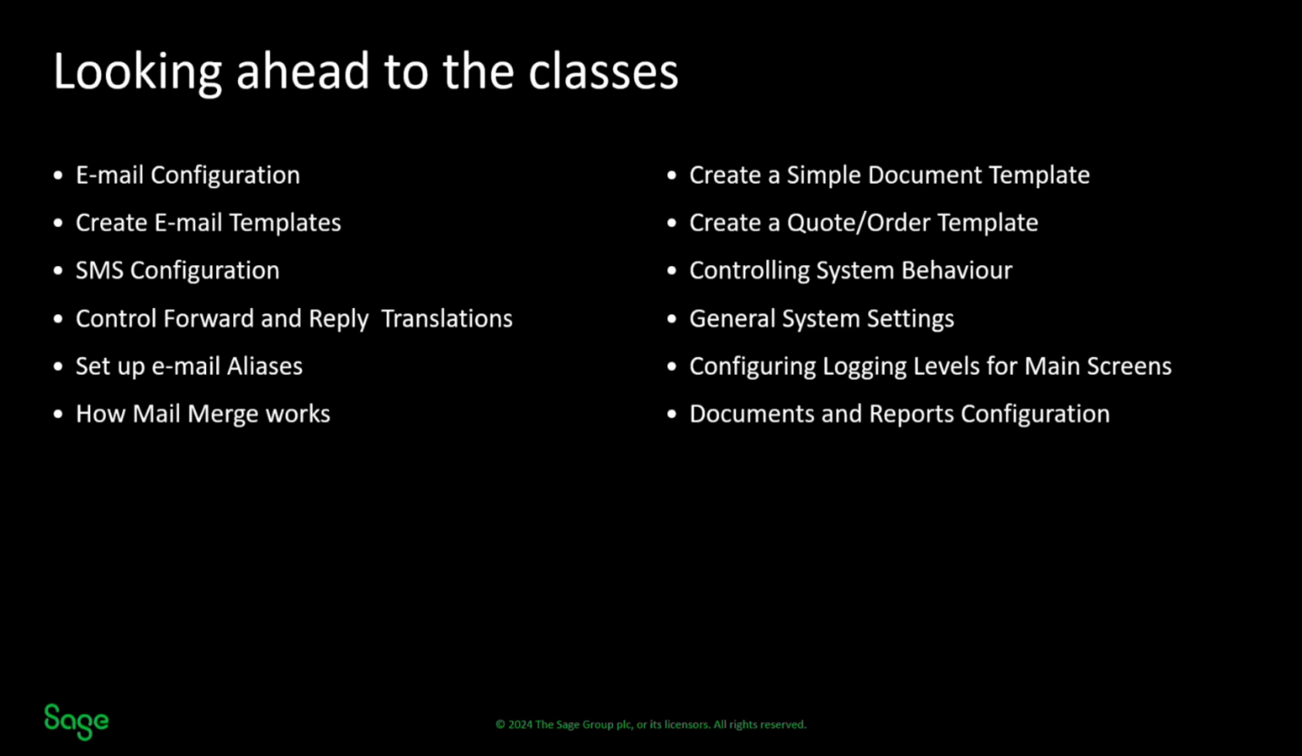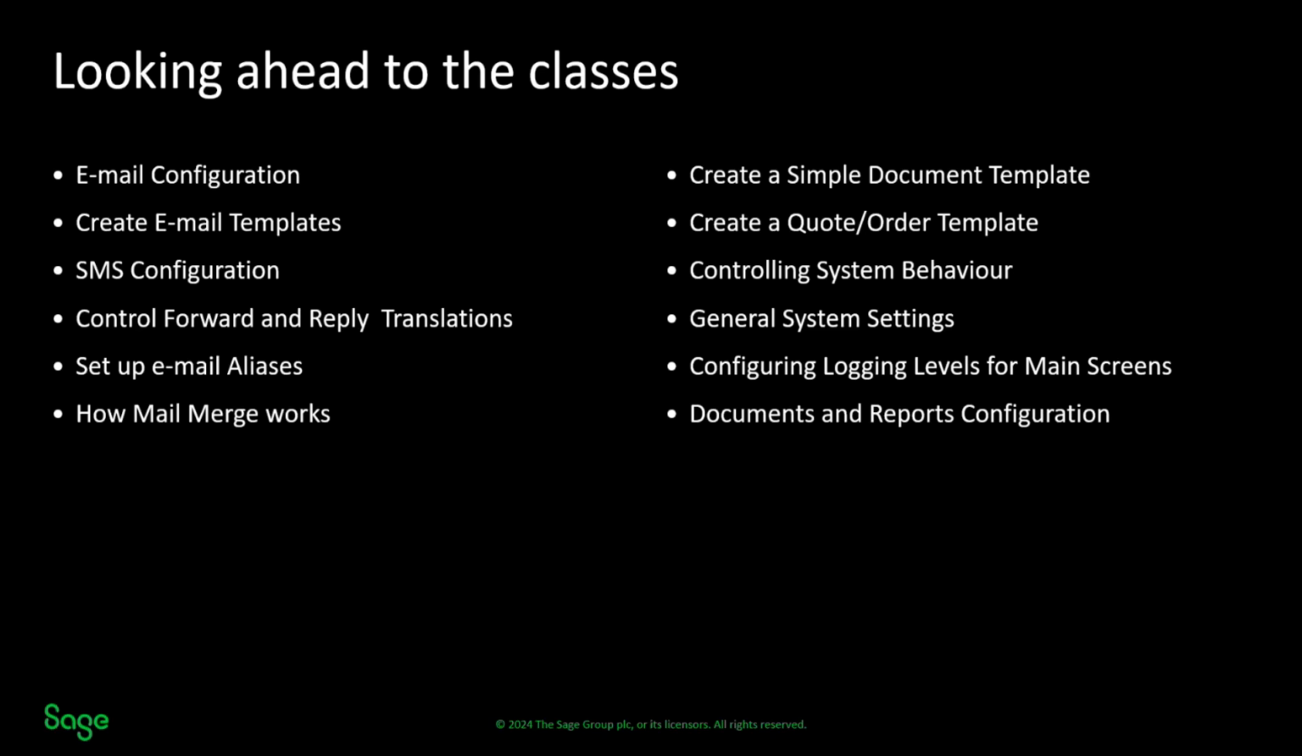So far in the cycle of training, we've looked at email configuration, email templates, and the control and configuration of SMS messages, and the way in which we can control how messages are forwarded and replied to. Today we're looking at the setup of email aliases, or alternative email addresses, within Sage CRM.